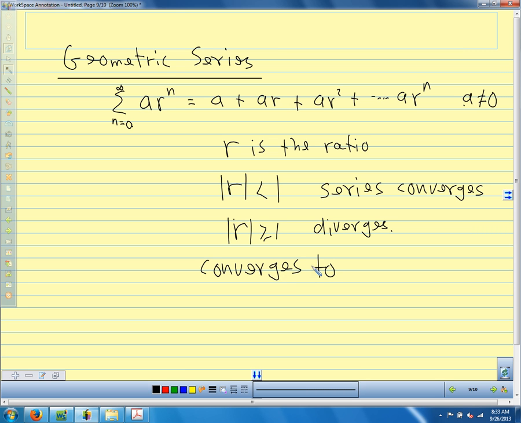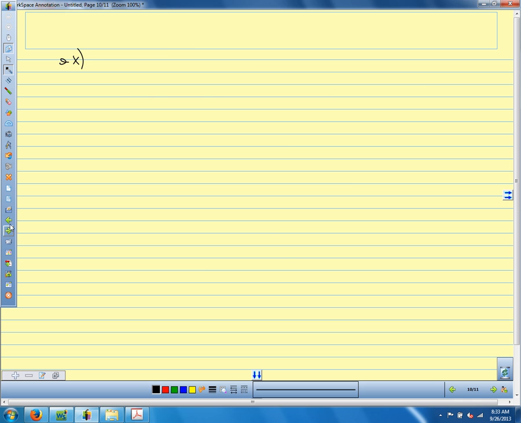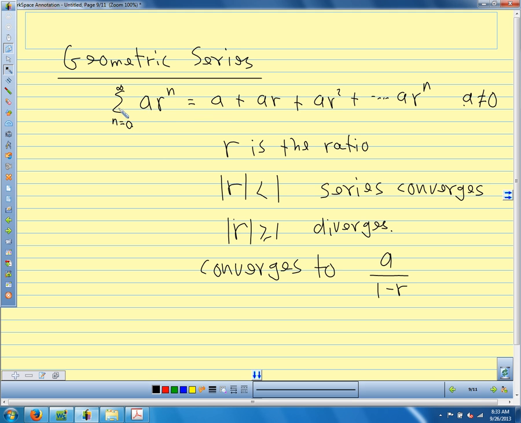It converges too, and I think that this is what you were thinking of, Seth. Our sum converges to a over 1 minus r. The proof that this converges and that this is the sum is kind of nice, not really complicated, but I'm not going to do it today. So let's look at just one quick example with a geometric series, and then we'll be done. Again, geometric series we can write in the form a times r to the n. We write it out, it looks like this. It converges when the absolute value of our ratio is less than 1.